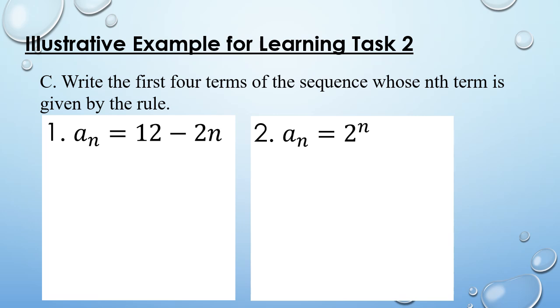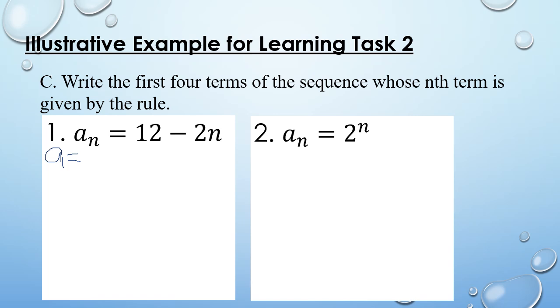So we have learning task number 2, letter C. We have examples here. Write the first 4 terms of the sequences. Nth term is given by the rule. So first, number 1, a sub n is equal to 12 minus 2n. So let's find a sub 1 first. So remember, just replace n with the term here. So this is for the first term.